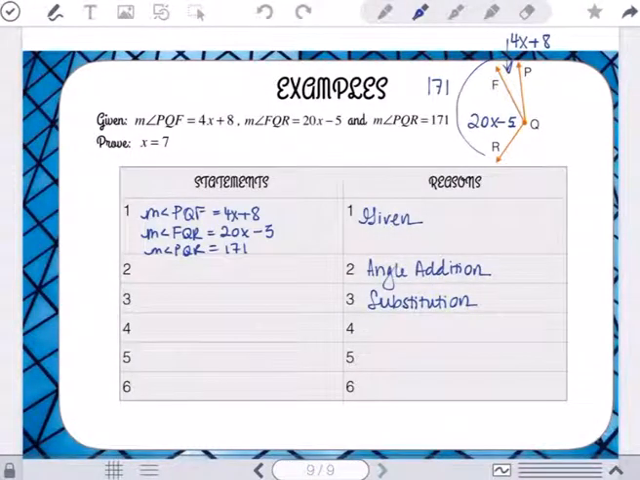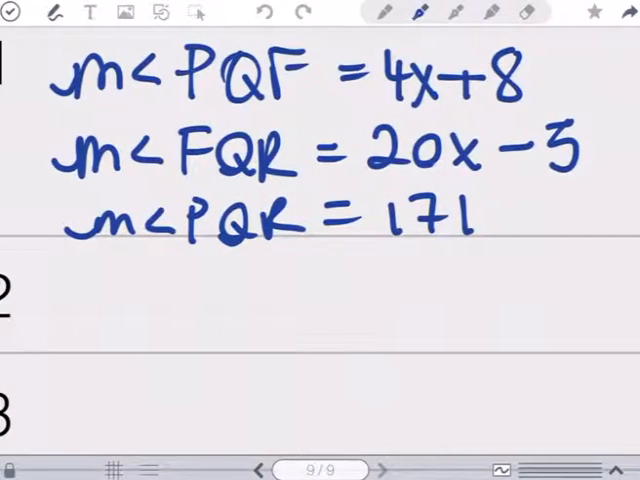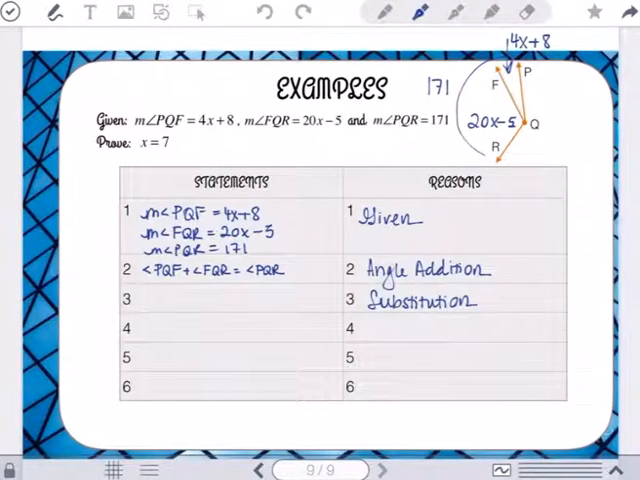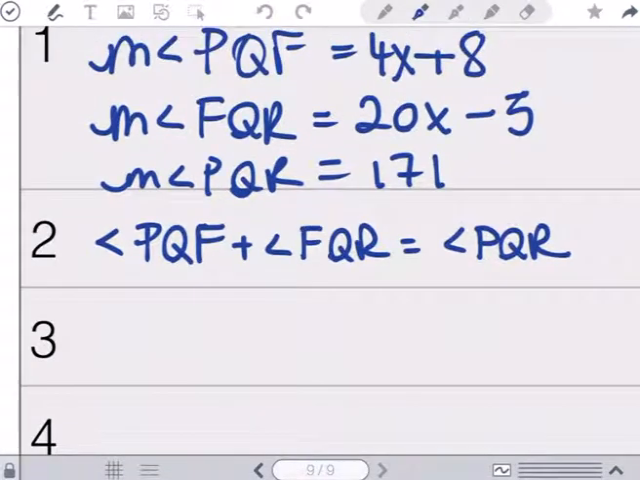All right. So what you should have had for number 2 was your angle addition, saying angle PQF plus angle FQR is equal to angle PQR. So that's saying that the two smaller angles are equivalent to the larger one, which is PQR. I then also gave you the hint that number 3 was substitution. So for PQF, that's 4x plus 8, plus FQR, which is 20x minus 5, and that's going to equal 171.